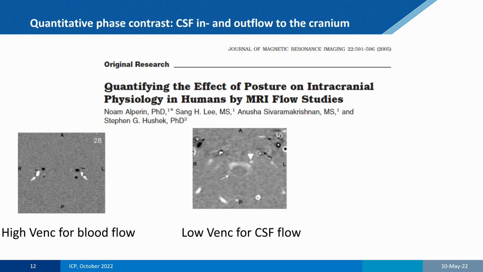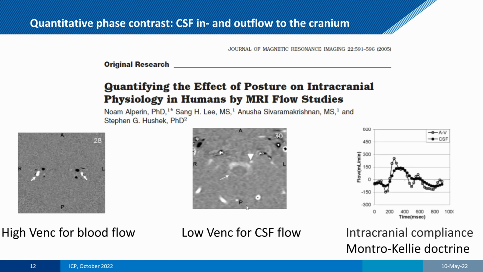And we can also confirm this Monro-Kellie doctrine, sorry, I see there's a huge spelling error over here, actually two spelling errors, that says that because of the inflow of the arterial blood, the CSF is pushed out. Now, especially Noam Alperin nuanced this whole doctrine by saying that first of all, you have to look at the difference between the arterial inflow and the venous outflow. And even if you look at this difference, you can still see that there's a little bit of difference with the CSF flow, and he attributes that to intracranial compliance.